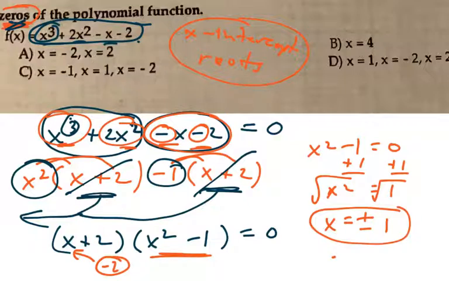So notice, when I look at my choices here, it looks like it's choice C. I have -1 and +1, and I have the -2 right there. So the answer is C.